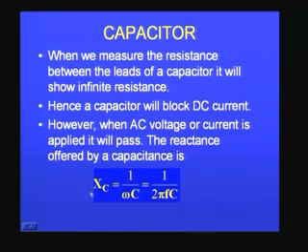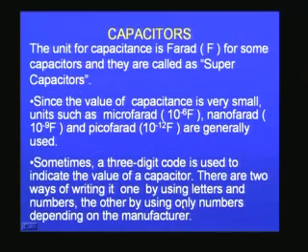The value of Xc, which is the reactance offered by a capacitance, is given by 1 by omega C, where omega is the angular frequency, which is given by 2 pi times f, the frequency of the AC, and C is the capacitance in farads. Usually the unit of capacitance is farad.